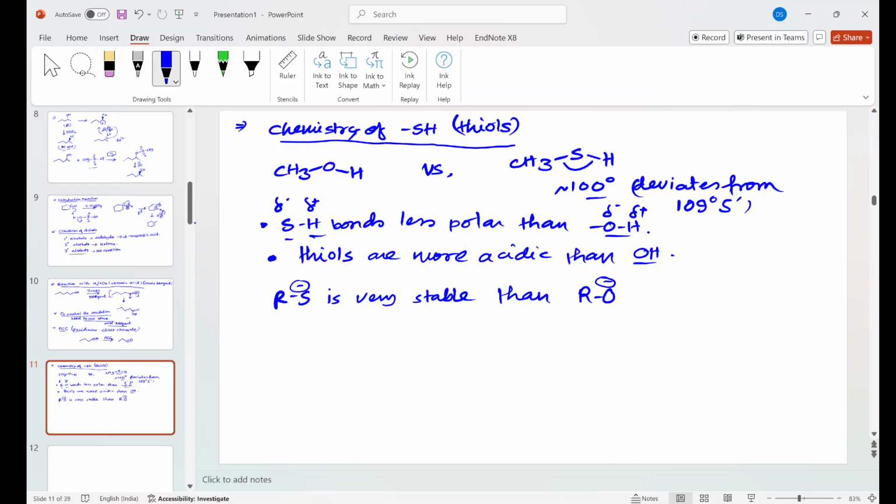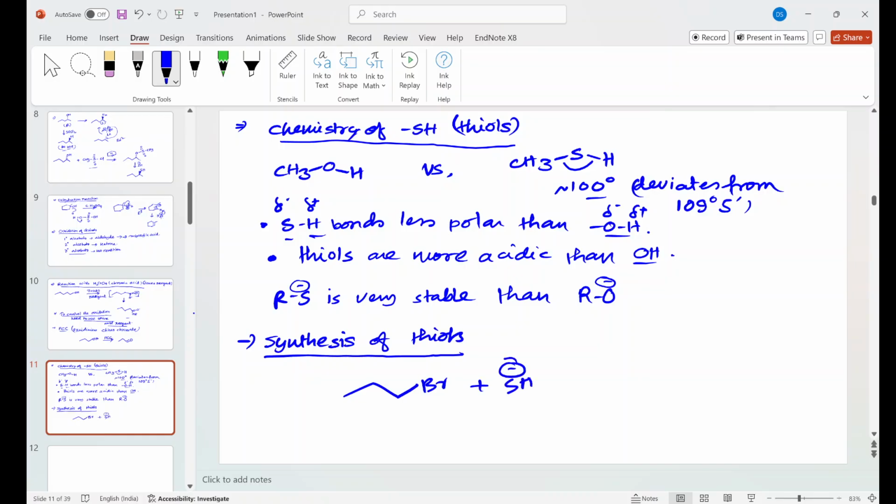Now, let us check how we can synthesize the thiols. Similarly, like the alcohols, you can do SN2 nucleophilic substitution reactions. Like you have a leaving group here, and simply if you use an attacking nucleophile, that will generate the thiol. Okay, that's all about thiols.